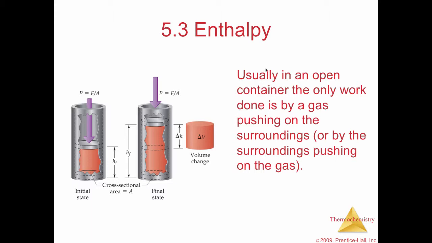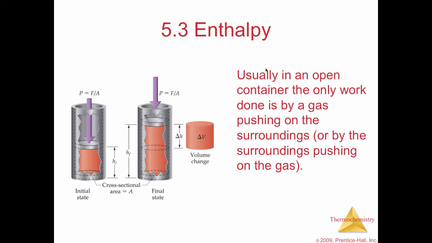Because the system does work on the surroundings, the work is a negative quantity. Work equals negative P delta V. Now, if PV work is the only work that can be done, we can substitute into the equation and get delta E equals Q minus P delta V. When a reaction is carried out in a constant volume container, therefore delta V equals 0, the heat transferred equals the change in internal energy. So delta E will equal the heat at constant volume.